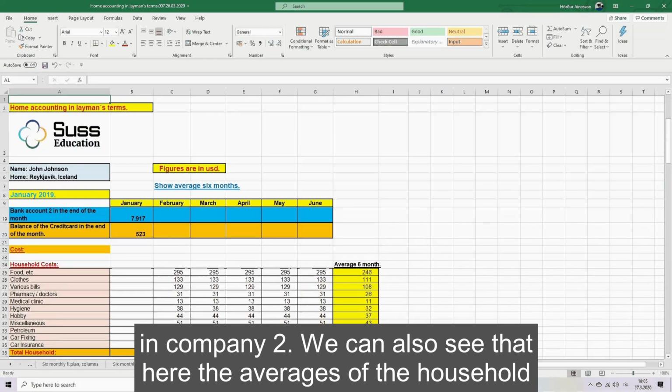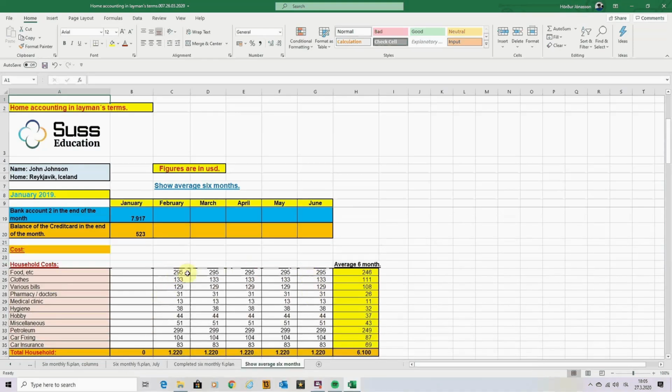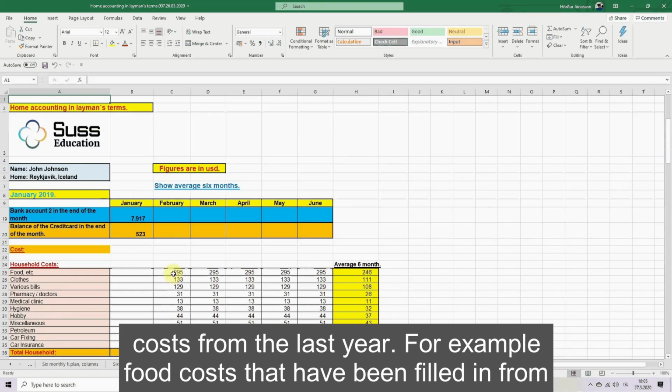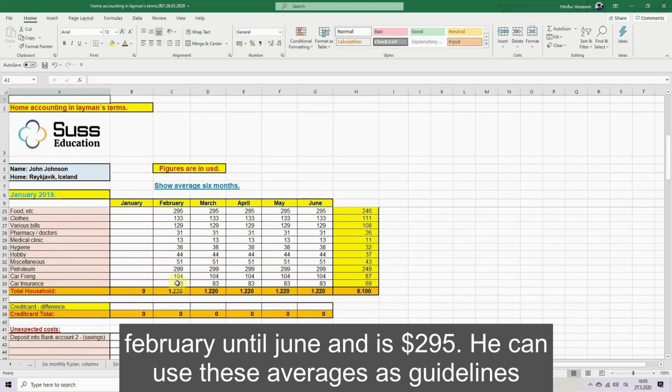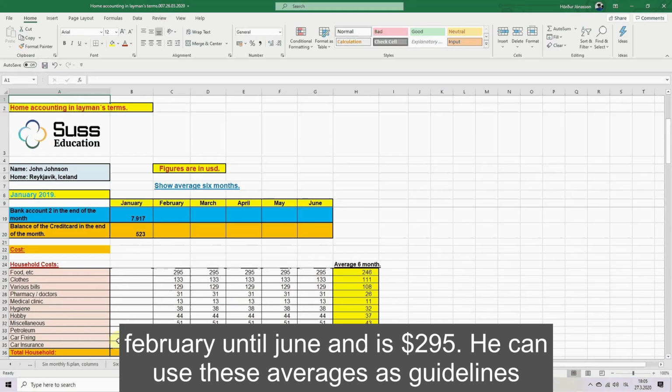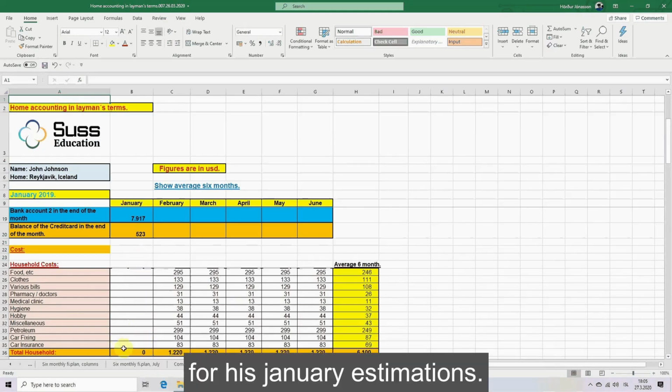We can also see here the averages of the household costs from the last year. For example, food costs that have been filled in from February until June are $295. He can use these averages as guidelines for his January estimations.